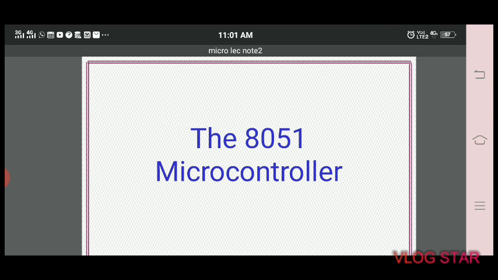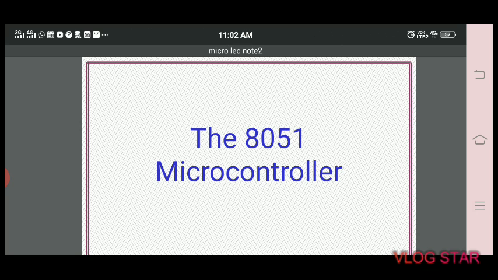So what is the difference between a microprocessor and a microcontroller? In a microprocessor we have a CPU, that is the arithmetic and logical unit, with program counter, stack pointer, clock circuit, interrupt circuit. But in addition to that, in a microcontroller we have internal ROM, IO ports, interrupt circuits, timer or counter, a clock, and internal RAM. This is the difference between a microprocessor and a microcontroller.